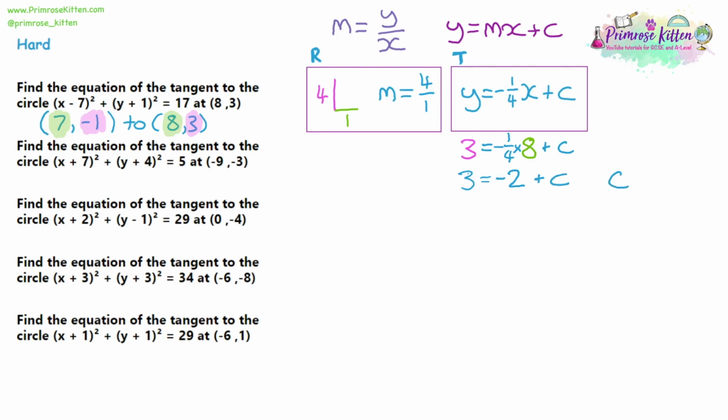Then we think to ourselves, well, what's c going to be then? 3 is equal to -2 plus something. What's going to balance the equation? Well, -2 plus 5 will give us 3. So c is equal to 5. Now for our final answer, we're going to go back to our equation. y is equal to -1/4 x plus c. I'm going to rub out the plus c, and I'm going to put in the plus 5 instead. We just worked out that c is 5.